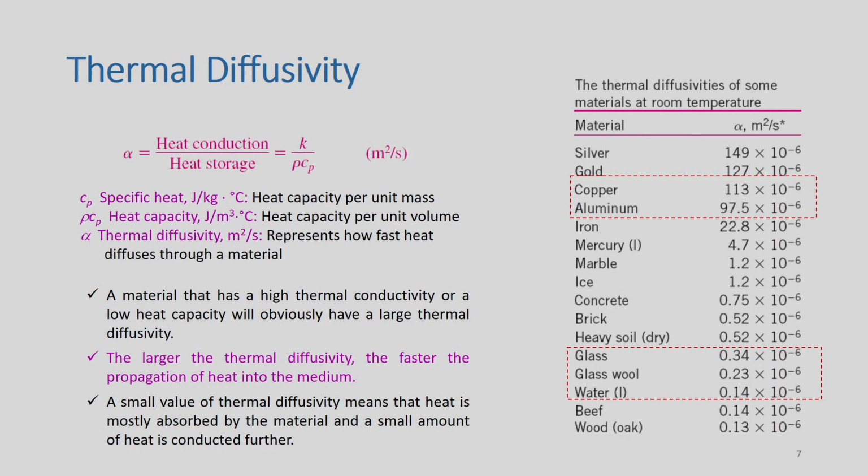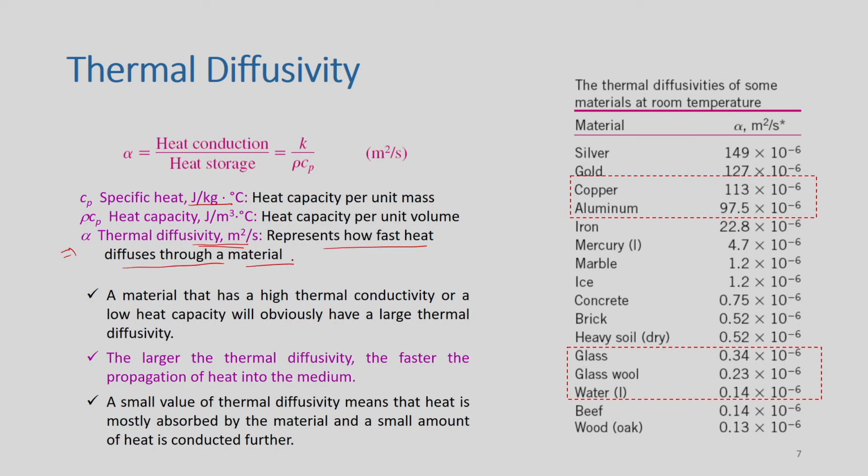So, one more term we need to define here is the thermal diffusivity, which is defined as heat conducted to the heat stored, and this is mathematically represented by k by rho Cp. Cp is specific heat and rho Cp is the heat capacity. You can see the difference in unit, joule per kg per degree Celsius, then joule per cubic meter per degree Celsius, and this thermal diffusivity is represented by meter square per second, which represents how fast the heat diffuses through a material.